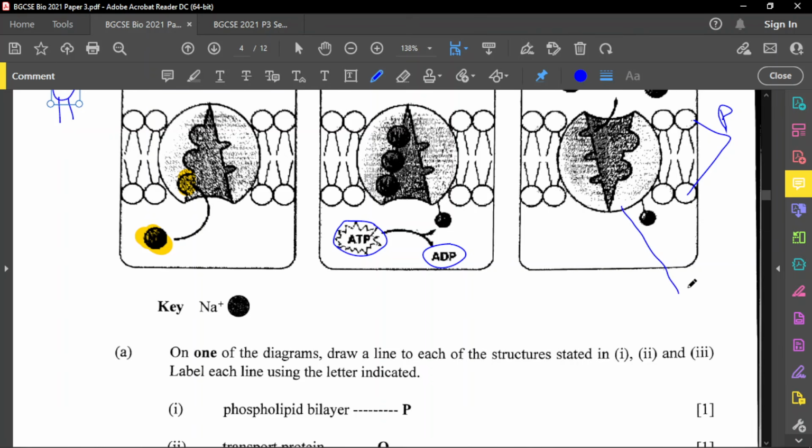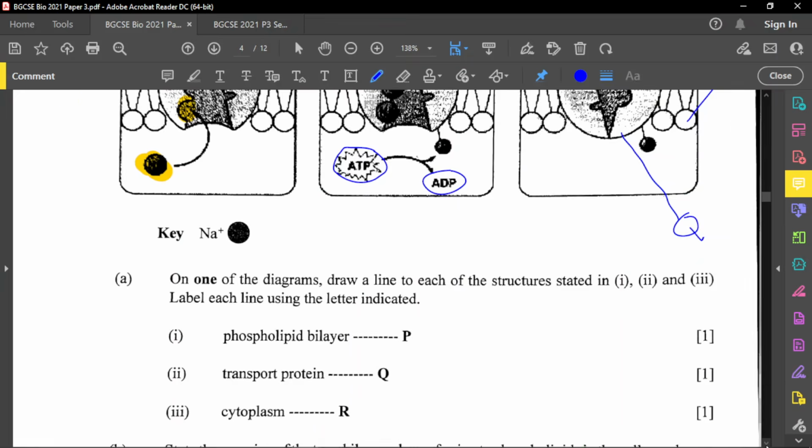So this one is Q. Let's label this Q. That's our transport protein. And you could put Q in any of the diagrams. It doesn't matter. Like I said, in any of the diagrams, it really doesn't matter where you label them.